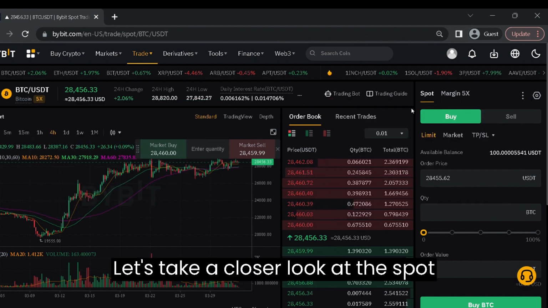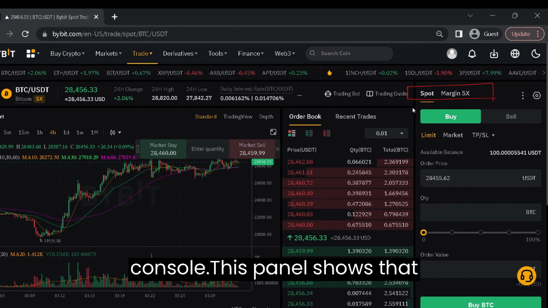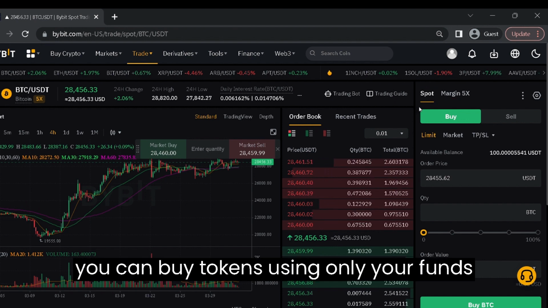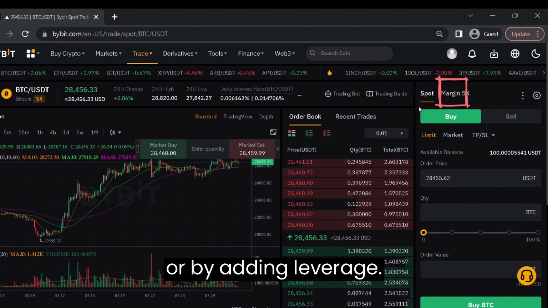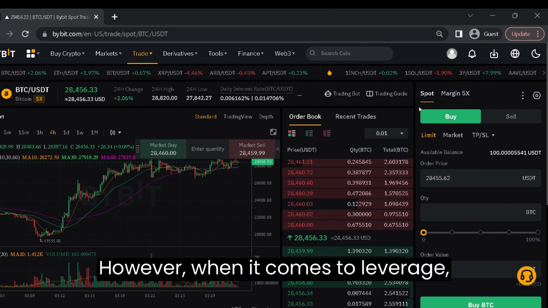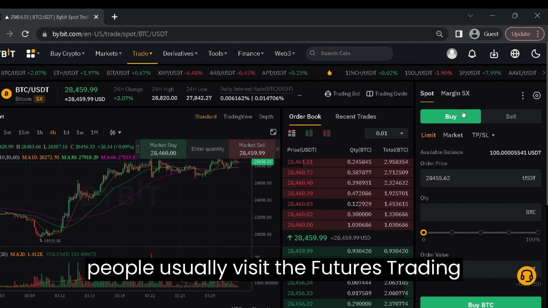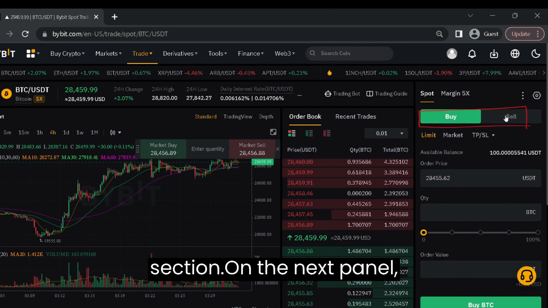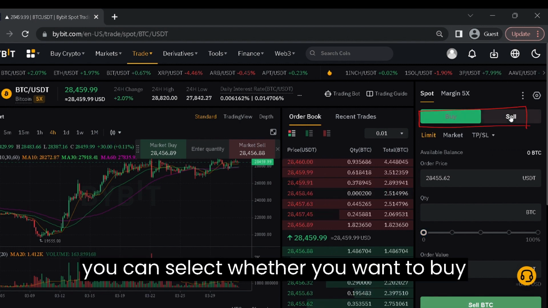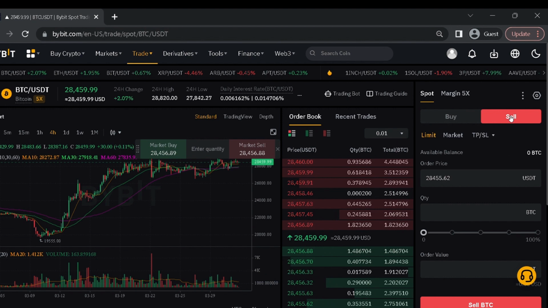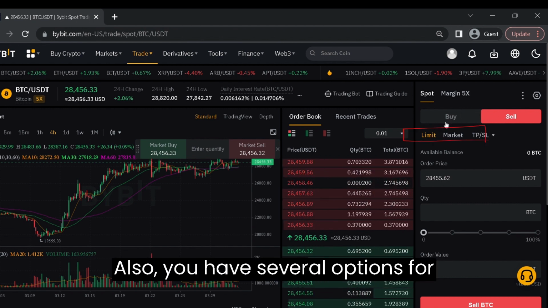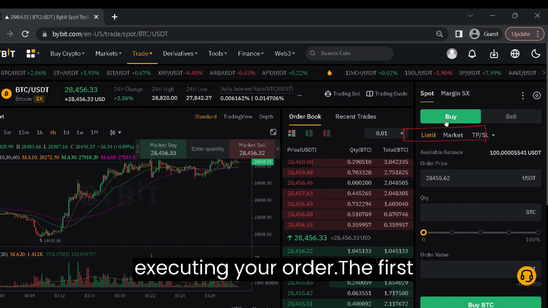Let's take a close look at the spot console. This panel shows that you can buy tokens using only your funds or by adding leverage. However, when it comes to leverage, people usually visit the futures trading section. On the next panel, you can select whether you want to buy or sell. Also, you have several options for executing your order.